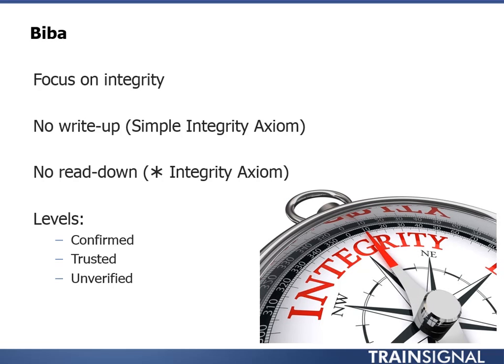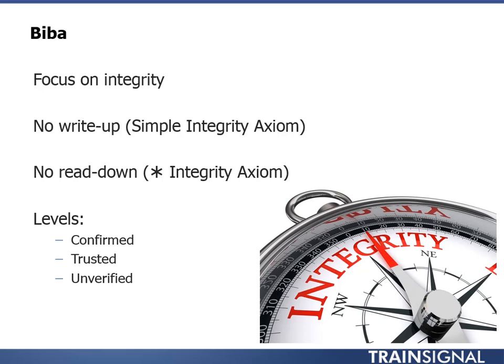There's no write up, which is called the simple integrity axiom. And there's no read down, which we know is the asterisk integrity axiom. So that's different, right? If you were to apply the same levels used by the Bell-LaPadula model, that would mean that at the secret level, you could not write a top secret document, but you also couldn't read a confidential document. You'd be able to write a confidential document, but not read it. And you could only read and write documents at your exact same level. Well, that's a bit confusing, right?